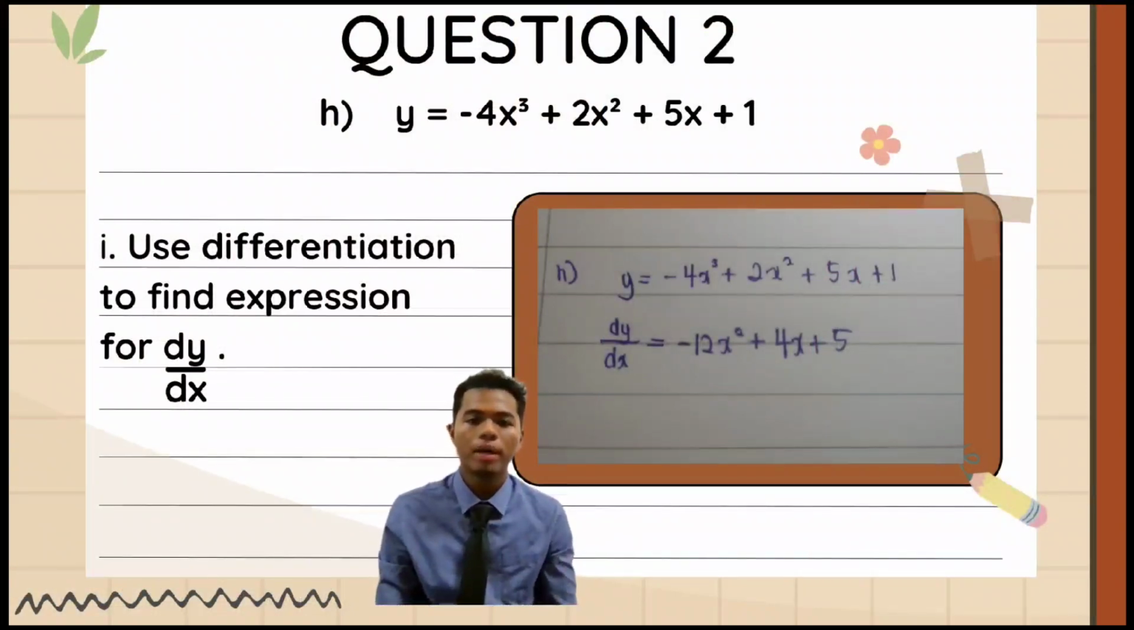Okay, for my part, I want to discuss the second question. The second question that we choose is y equal to negative 4x cubed plus 2x squared plus 5x plus 1. Use the differentiation to find expression for dy over dx. First, we need to bring down the power to multiply with the front number and the power needs to minus 1. So we get the derivative of function is negative 12x squared plus 4x plus 5.